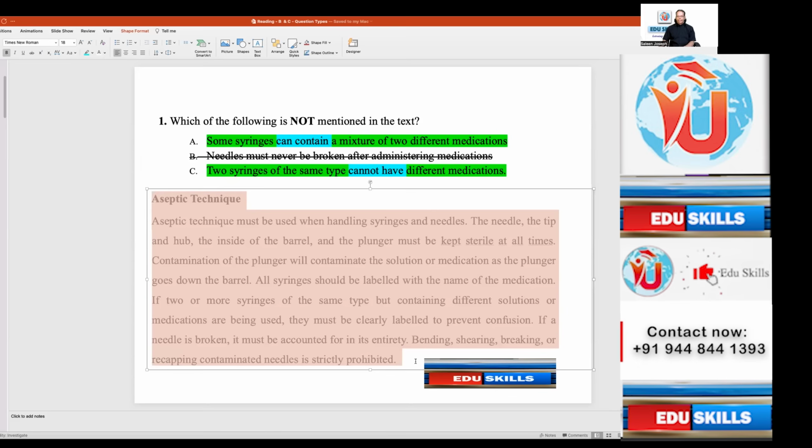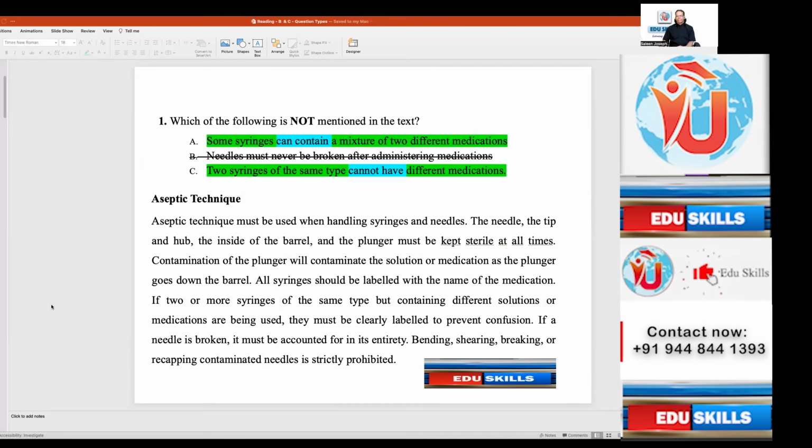We'll just listen to this and try to identify the answer. By listening, you have practice for reading as well as listening now. Aseptic technique. Aseptic technique must be used when handling syringes and needles. The needle, the tip and hub, the inside of the barrel, and the plunger must be kept sterile at all times. Contamination of the plunger will contaminate the solution or medication as the plunger goes down the barrel.